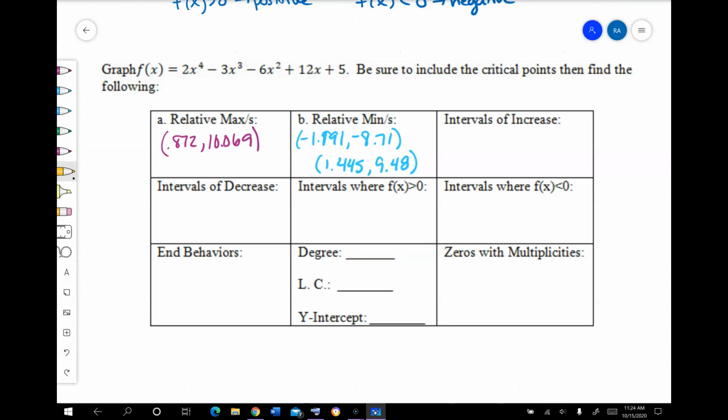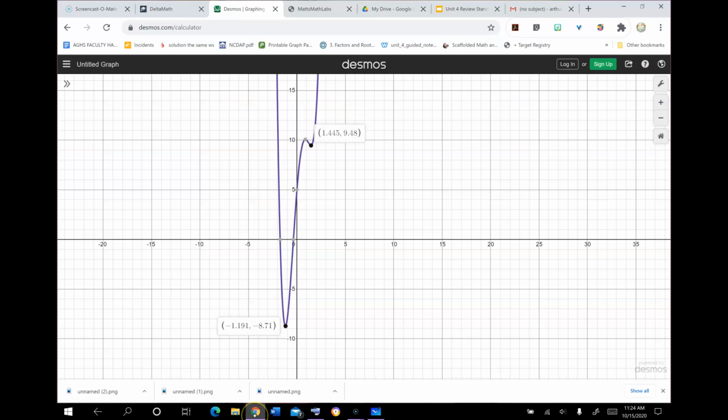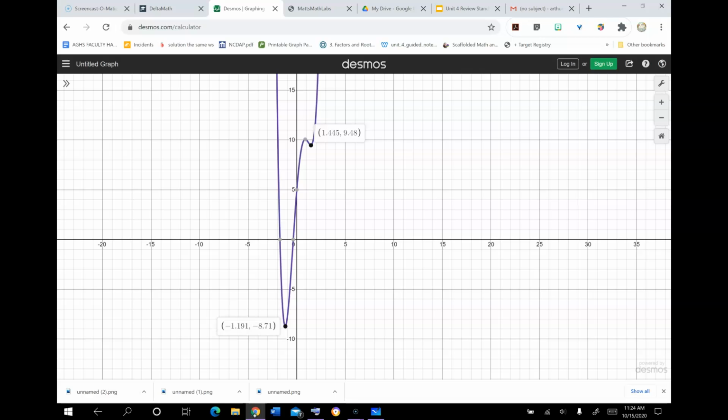Increase and decrease, it is where is the graph going up? Okay, so increase is where is this graph going up? Where is it increasing? So we go back, and if you look, I start off decreasing from negative infinity. And when I hit here is when I start increasing. So I start increasing at 1.191. And I keep increasing all the way till I get to right here at 0.872. Okay, that's where I'm increasing. Then I decrease just a little bit. But then at the 1.445, I start increasing again. And remember, you end on positive infinity.